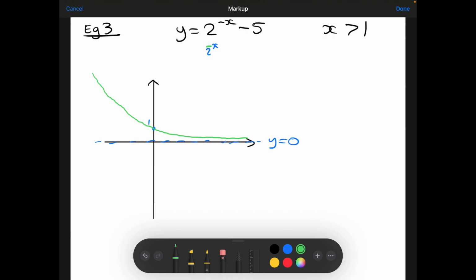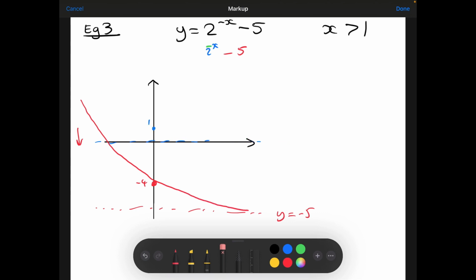Then, if I subtract 5 from that, that's going to move the whole graph down 5 squares in the negative direction. So my new y asymptote is going to be y equals minus 5. The new intercept is going to be 1 take away 5, which is minus 4. And it's going to look something like this. So I've drawn a graph, but we've got a domain restriction here.